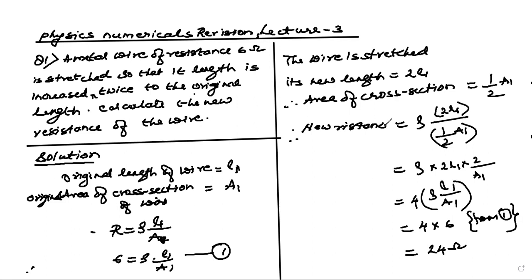so naturally rho into length. What is the new length? 2L1. Okay. And what is the area of cross section? Half of A1. New area of cross section. Okay. So now when you try to simplify it, you get 24 ohms. Okay, children. Quite a simple sum, children. We move on to the next question.